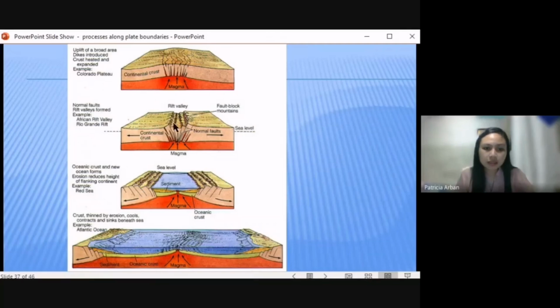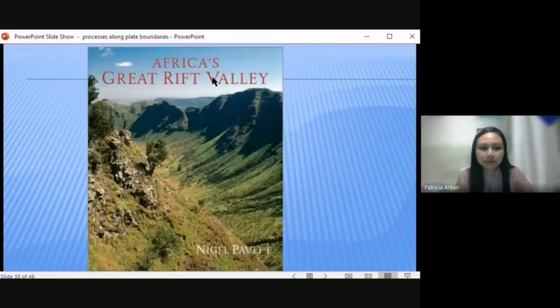So, dyan, magkakaroon ng possible na river. Okay. Nandito rin sa pinaka gitna. As time passes by, millions of years, thousands of years, mapupuno rin siya ng tubig. As you can see here dito sa third picture. Okay. So, one example is African Rift Valley or Rio Grande Rift, if you are familiar with that. Specific is East African Valley.